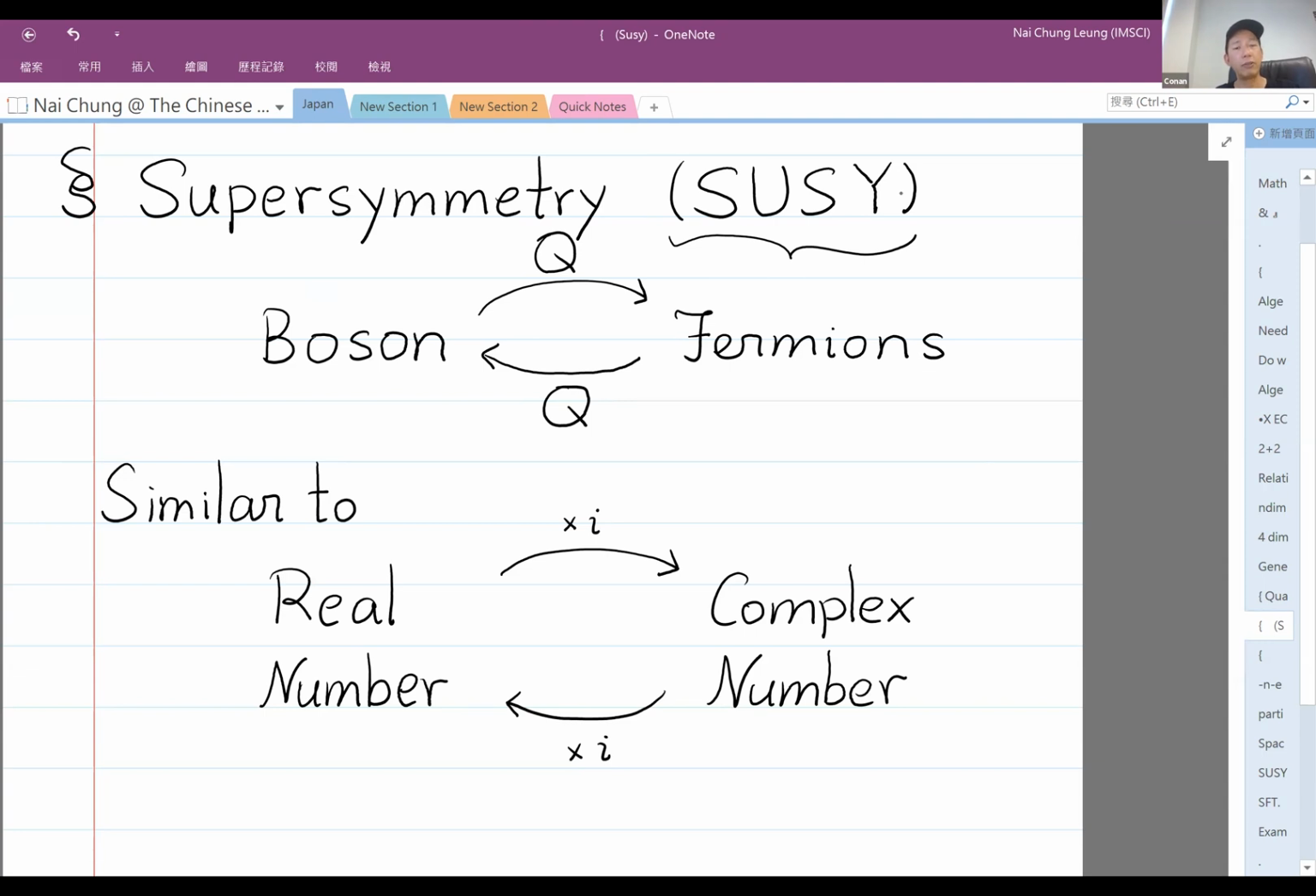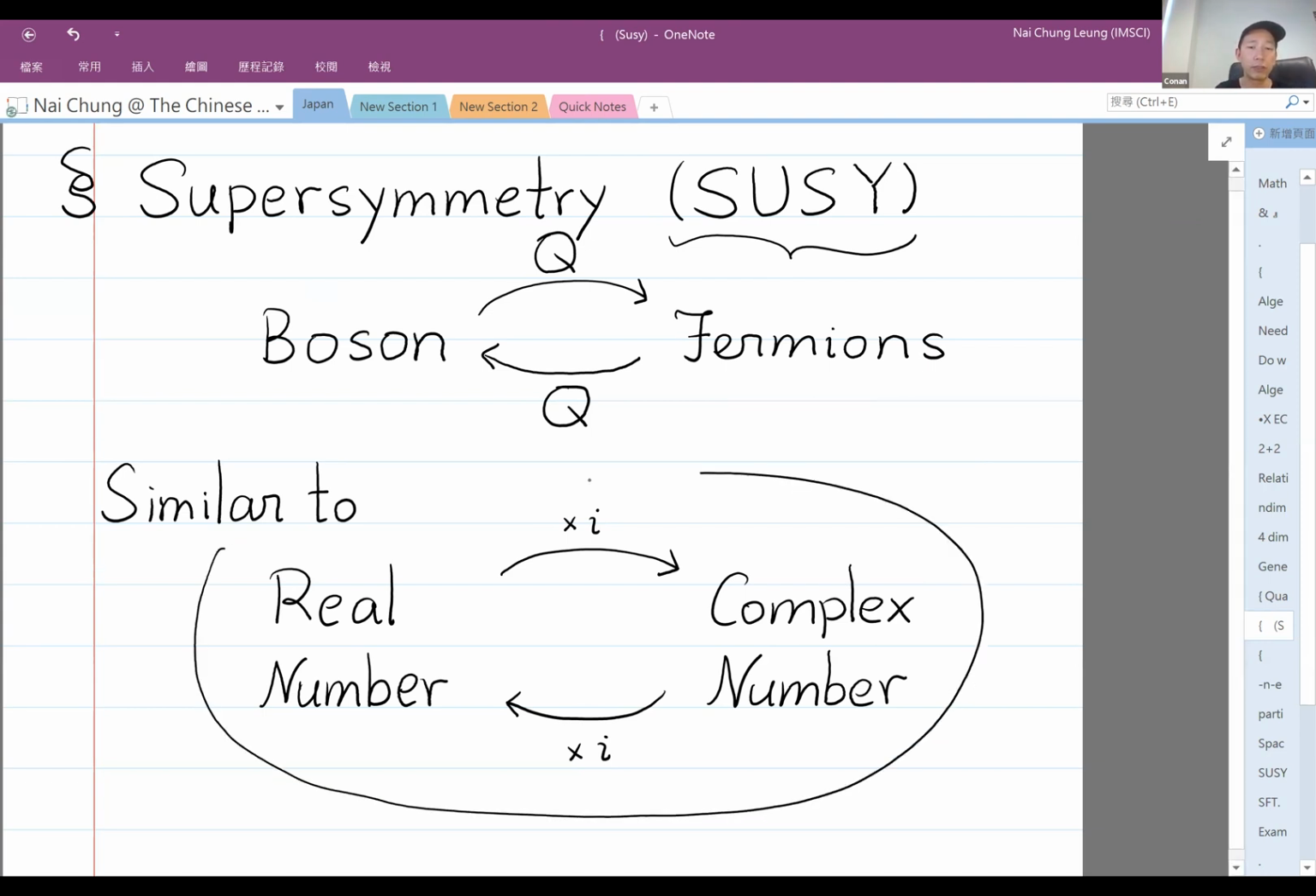And this behavior looks very much similar to imaginary numbers. Sorry, not complex, just imaginary number. If you take a real number and multiply by I, it becomes an imaginary number. If you multiply by I again, you come back to a real number with a minus sign.